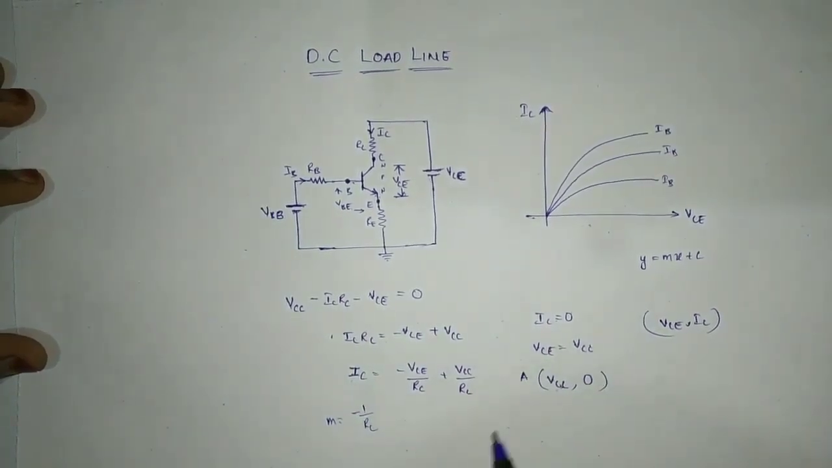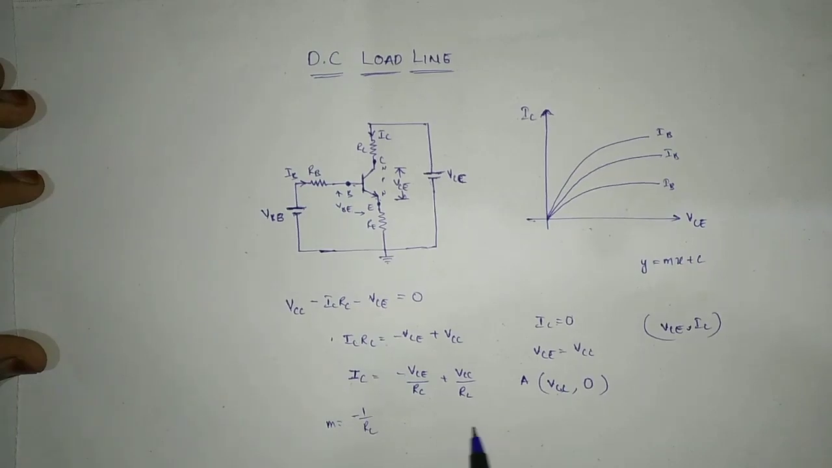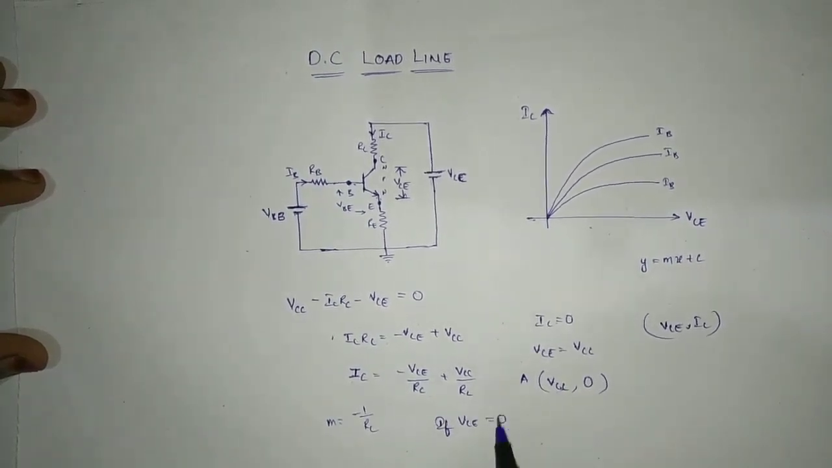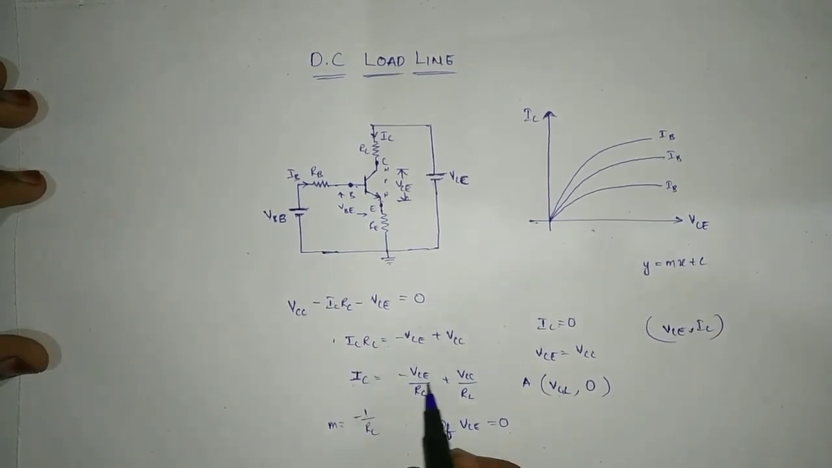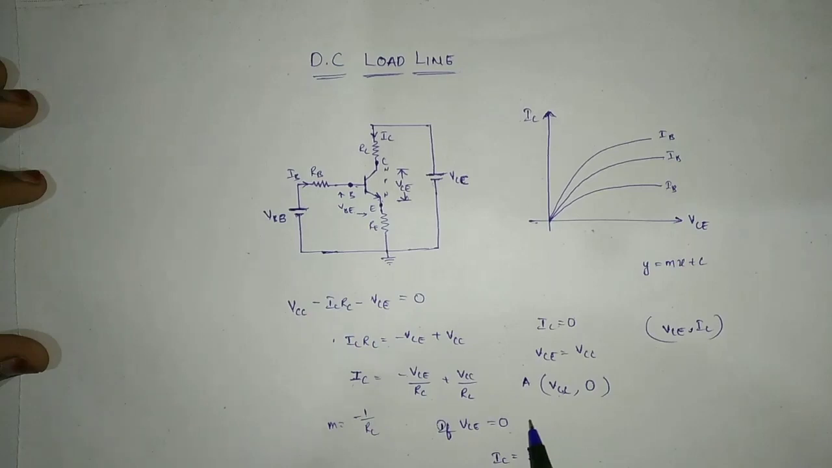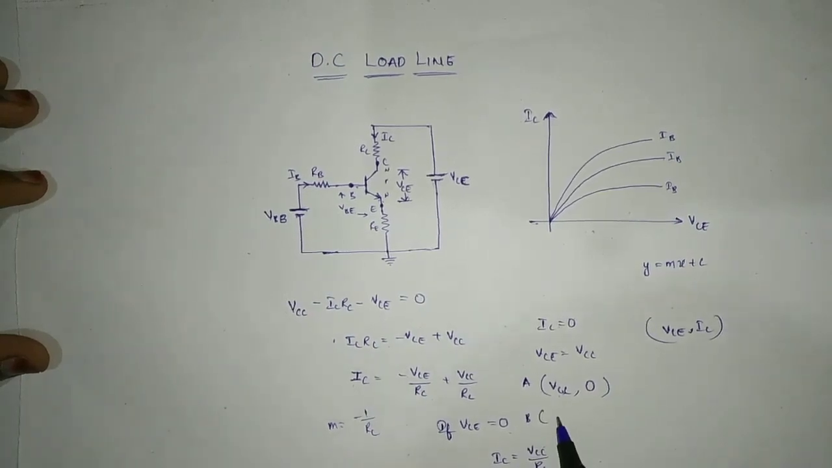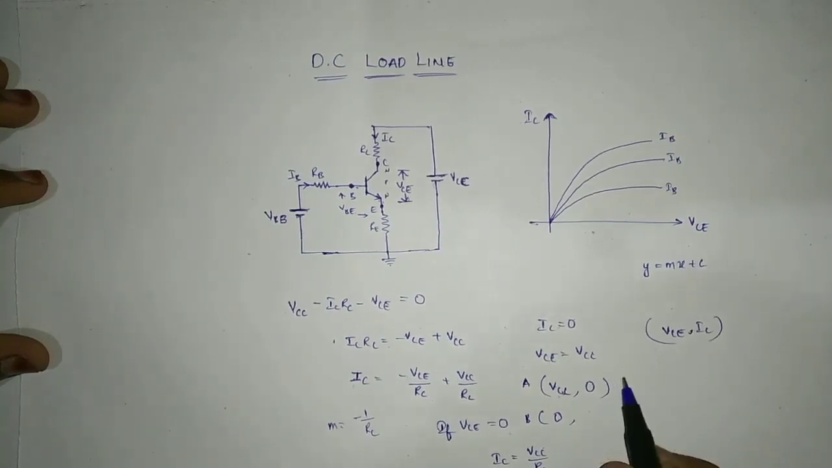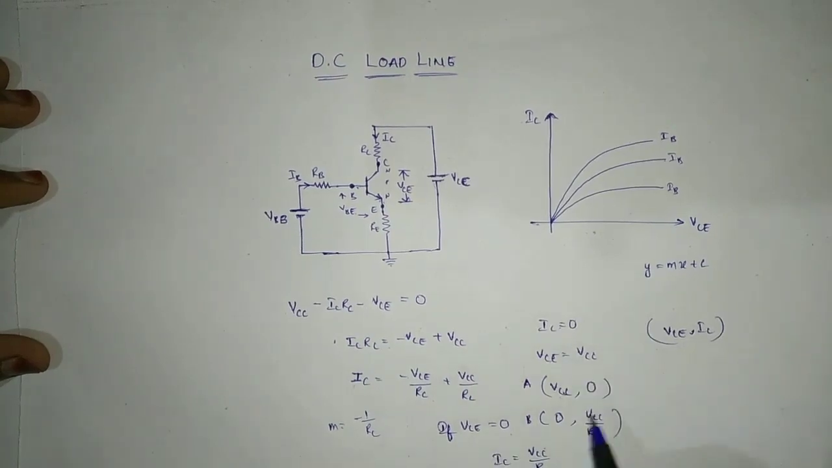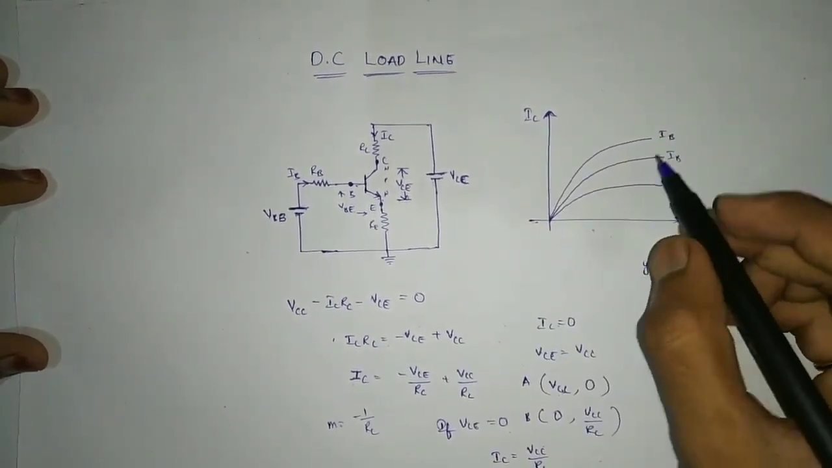Let us name this point as A, and if VCE is equal to 0, then IC is equal to VCC by RC. We have got another point, let us name it as B. That is, if VCE is equal to 0, then IC is equal to VCC by RC. With the help of these 2 points, we can plot a line.